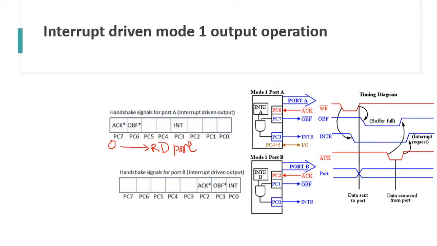And OBF is output buffer full. It is an active low output pin of 8255. When there is unread data in the output buffer, 8255 makes this signal low. And when the data present in the output buffer has been read, this signal will become 1. Coming to the interrupt INT pin, it is an active high output pin of 8255. The 8255 interrupts the microprocessor using this signal to tell that the data at the output buffer has been read and new data is required.